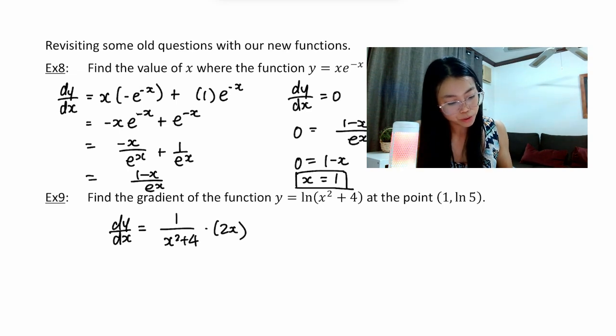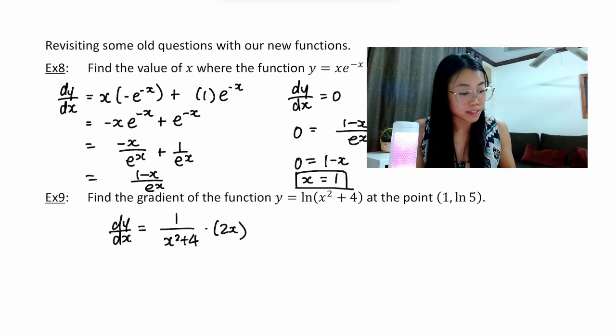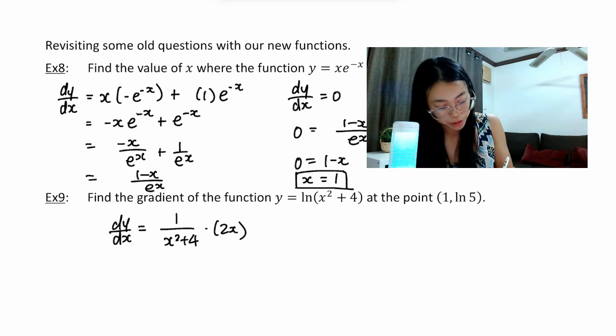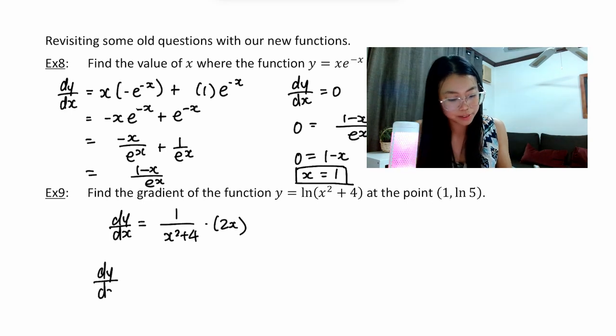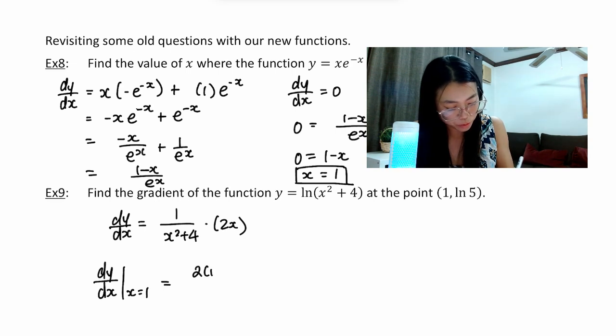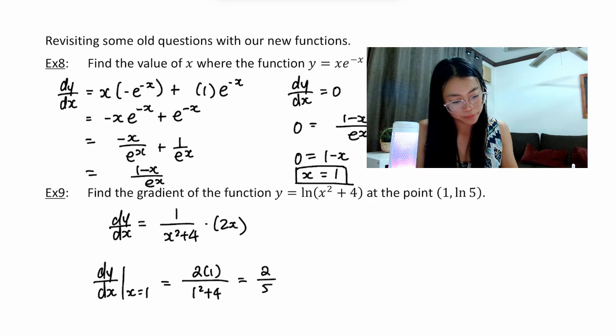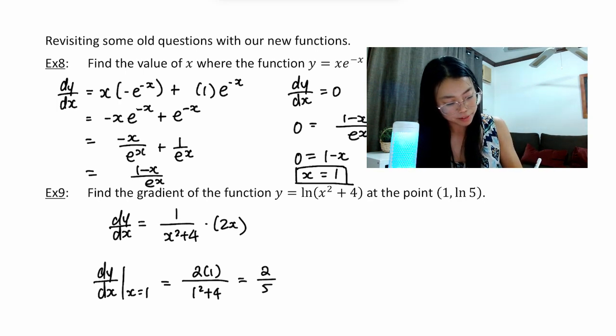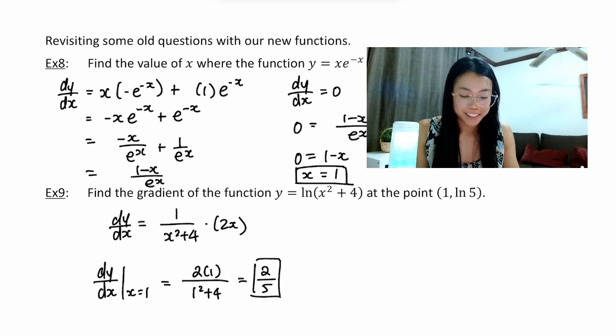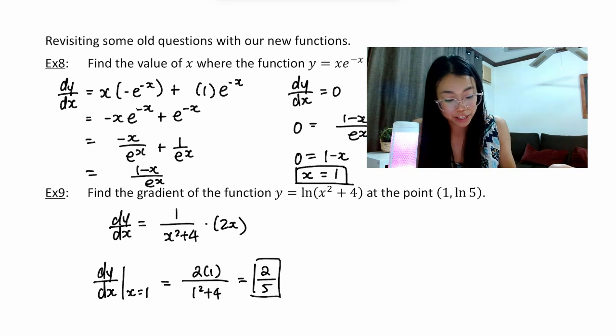And I want to know exactly what that slope value is at the point 1, ln 5. So we're going to plug in x equal 1 into my derivative. That gives me 2 times 1 over 1 squared plus 4, which is 2 over 5. And we are done. Now, you might be asked an extension question here.